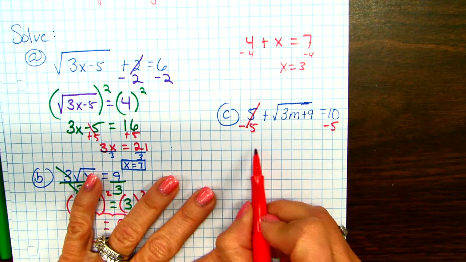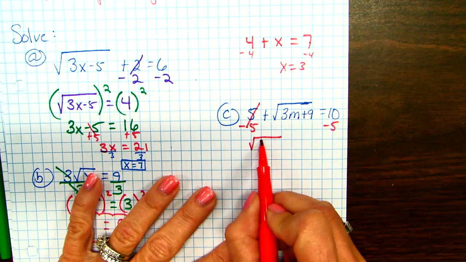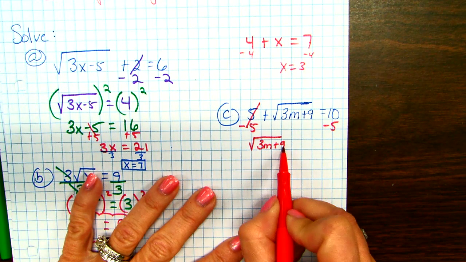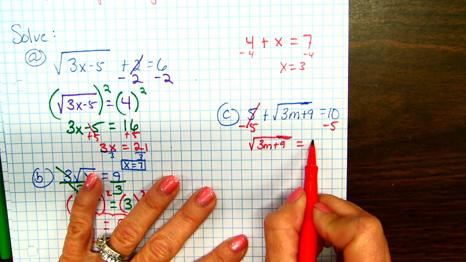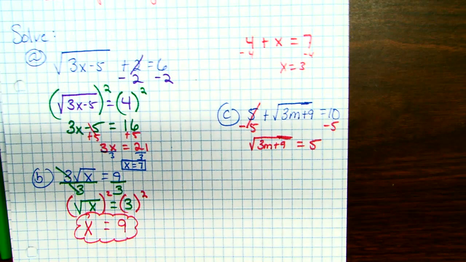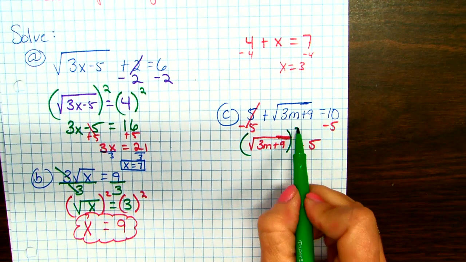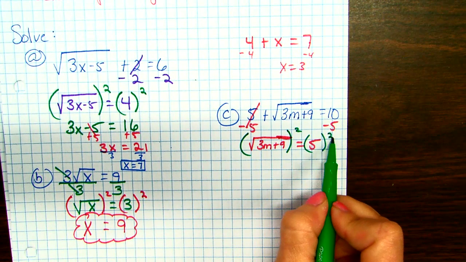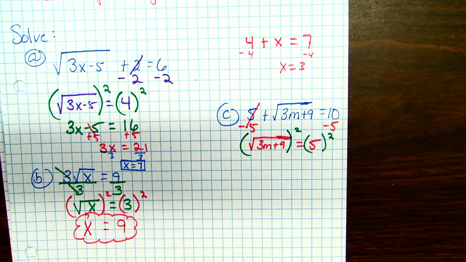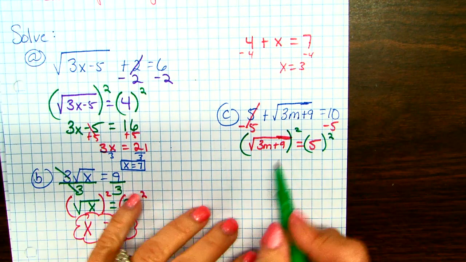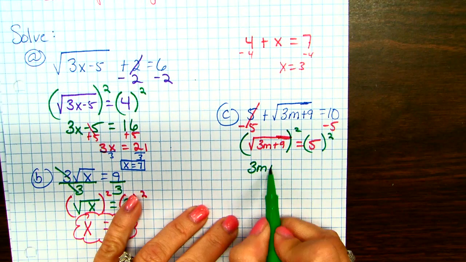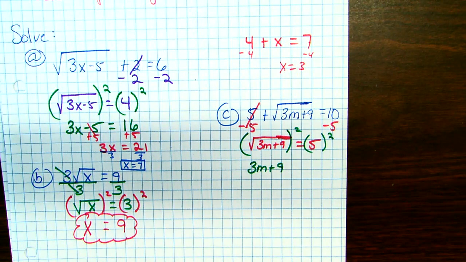Can I take a notes mark? Square root of 3m plus 9 equals 5. Now what do we do? Square. Square this side. Square that side. Remember, that is the opposite of a square root. So squaring a square root leaves you with that radicand, the numbers and or letters under the radical.